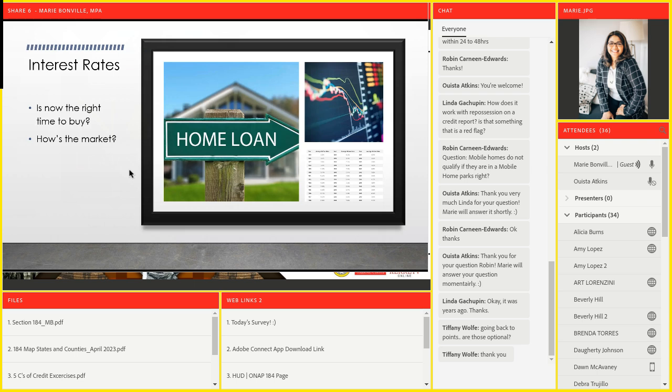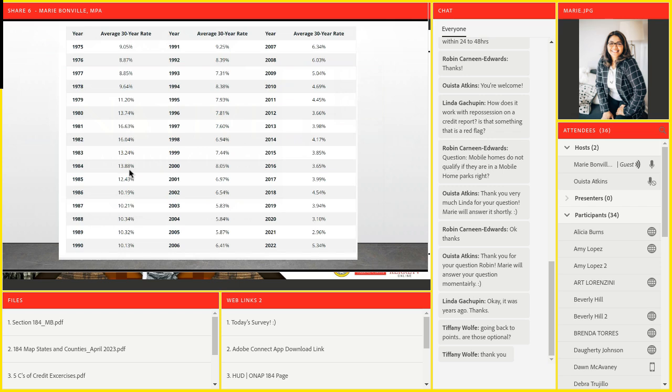Our buyers ask, is now the time to buy? How's the market? All of that. We're going to talk about Section 184 in regards to that. I did say that it is a market rate. So let's look at that. Here's from 1975 to 2022. Here's the list of what interest rates have looked like.